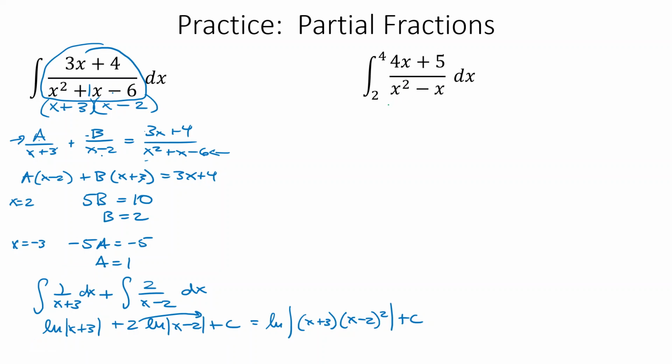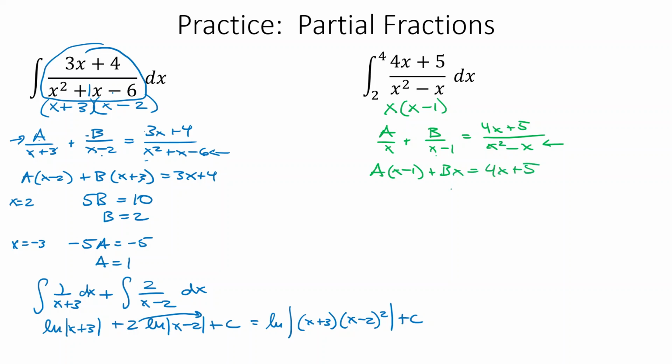All right, so we got one more here. This guy factors into x times (x minus 1). We're just factoring by pulling out a greatest common factor. So we could say that's a over x plus b over x minus 1 equals 4x plus 5 over x squared minus x. We multiply by our common denominator, so we get a times this factor plus b times just x equals the top here.